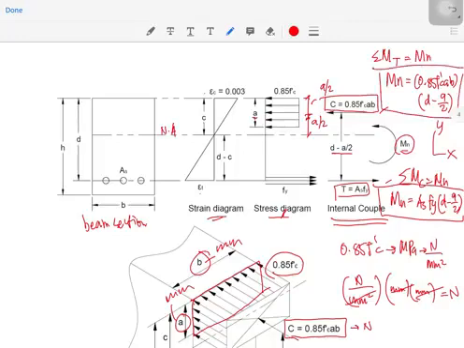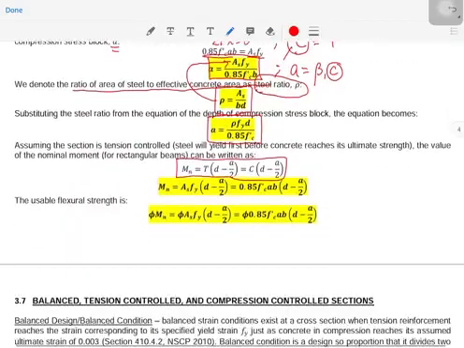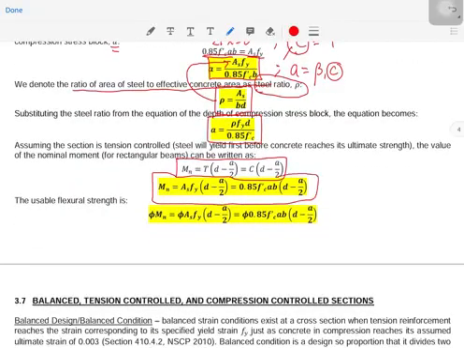So just simply draw, guys, the diagram for you to easily derive the formulas given below. So just simply substitute the value of T and C, or the equation of T and C. Then the usable flexural strength.